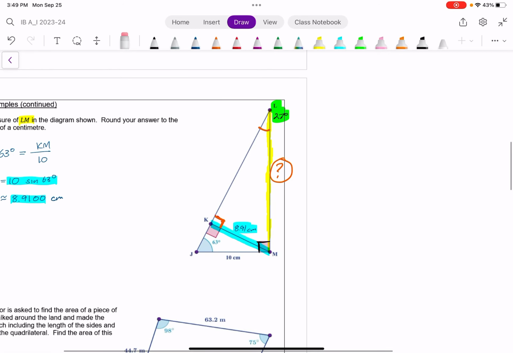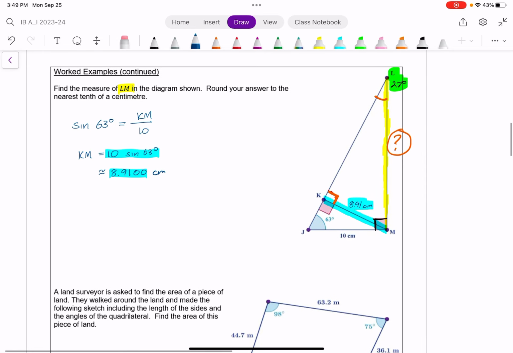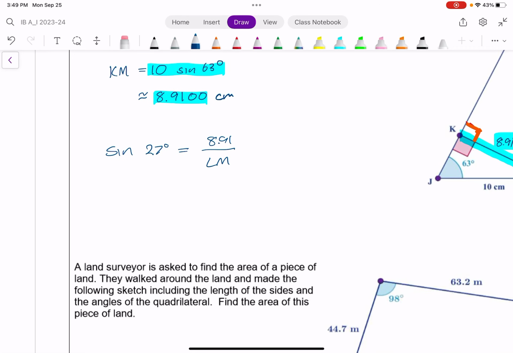But looking at triangle LKM, I'm trying to find the hypotenuse. I know the side opposite 27 degrees, so again, I want to use the sine ratio. And so the sine of 27 degrees is equal to opposite, which is 8.91, divided by the side we're trying to figure out, which is LM, the hypotenuse. And so at this point, anytime our unknown is in the denominator, it's the same as LM equaling 8.91 divided by the sine of 27.